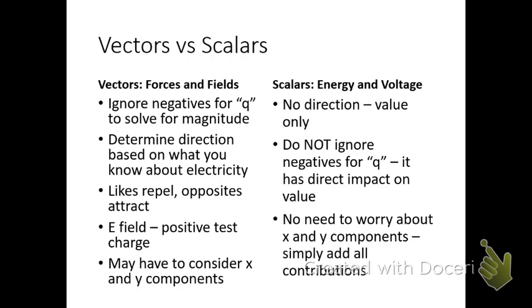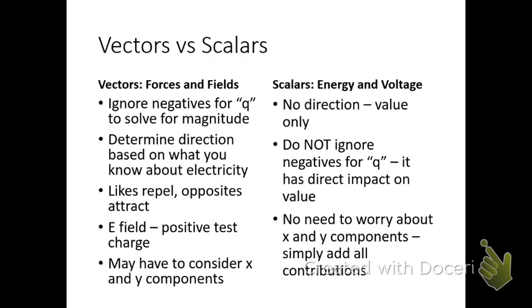The reason that negatives are so dangerous for vectors, at least in this unit, negative charges, is if I've got a negative charge over here, and I want to find the electric field at a point to the left of it, then that electric field is going to point to the right. But if I plug in a negative Q, I'm going to get a negative value, and it'll be tempting to point it to the left, and everything's just wrong. So ignore the negative, figure out the direction for yourself based on that negative later.